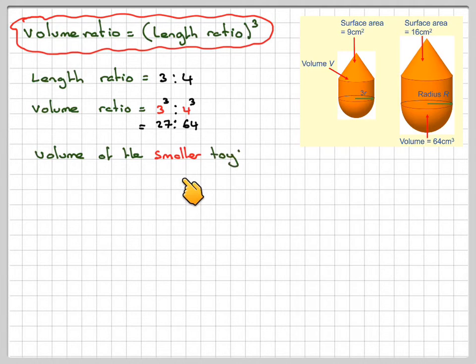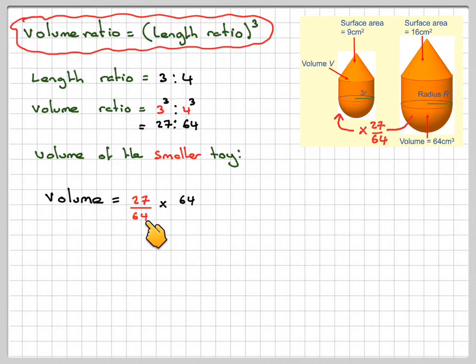So the volume of the smaller toy, so we're going from the larger to the smaller, so we're going to multiply by 27 over 64. So the volume will be 27 over 64, remember this has to be between 0 and 1, times the volume of the larger toy, which is 64. 64 goes into 64 once and into 64 here, which gives a volume of 27 centimetres cubed.